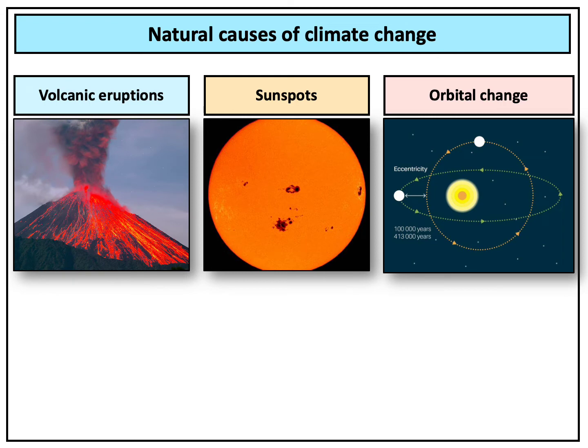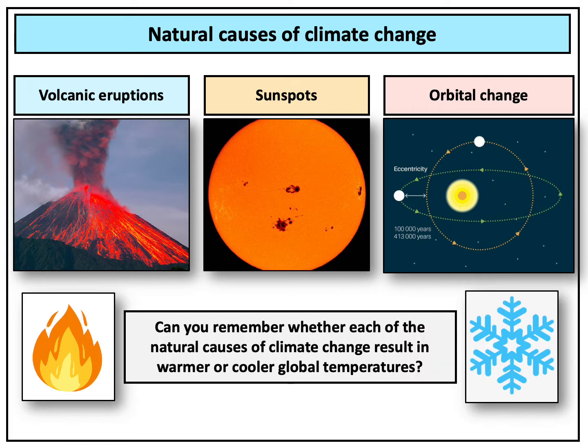Now what we need to look at is why that climate changes. So on the slide here, you've got volcanic eruptions, sunspots, and orbital change. So what I would like you to do is think about whether you can remember what the natural causes of climate change result in. Do they result in a warmer or do they result in cooler global temperatures?